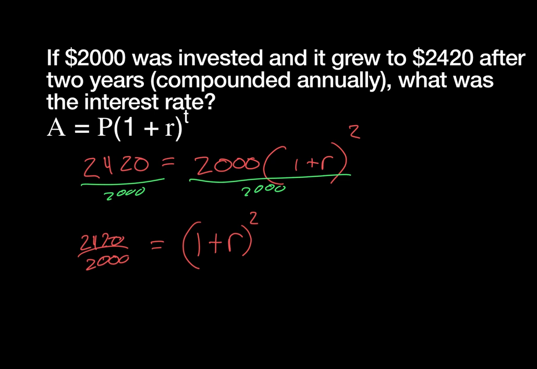It's inside the parentheses. The parentheses are being squared. Inverse of squaring is square rooting. And now I'd actually go to a calculator, which you'll do for me, and find 2,420 divided by 2,000, find that answer, and then take the square root of it. And that number will be 1 point something.